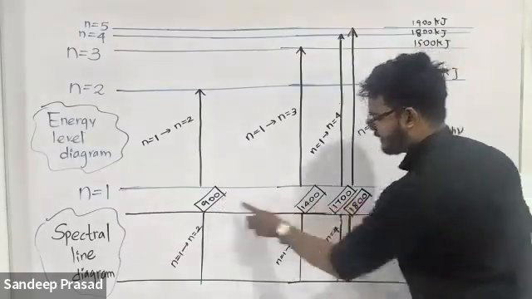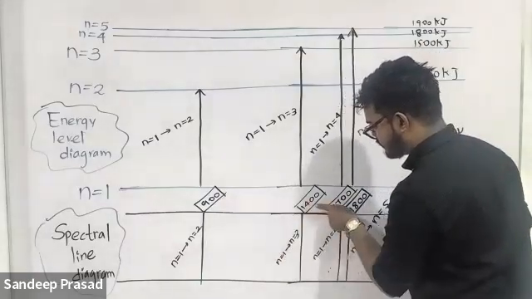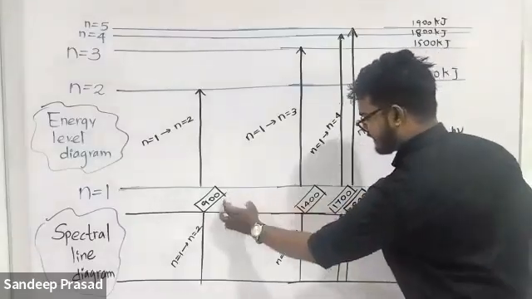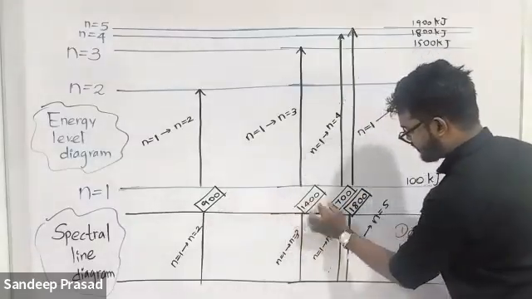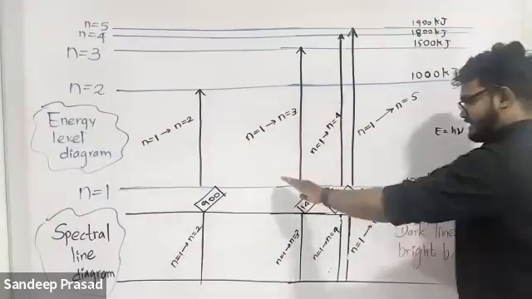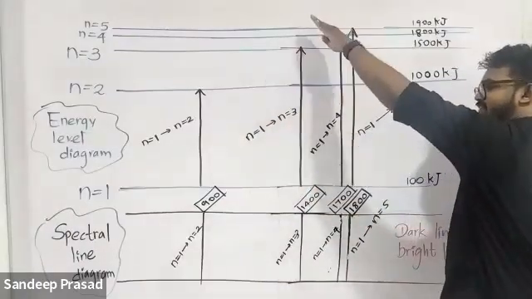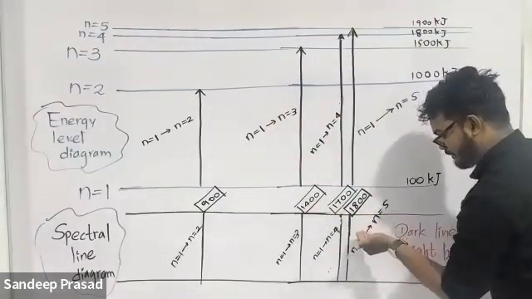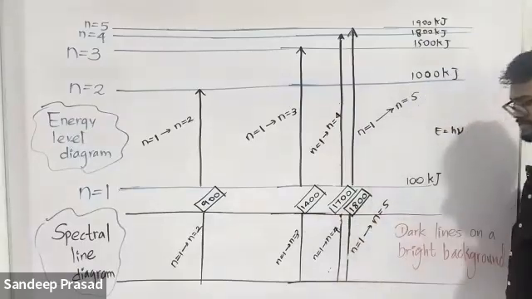Gap is decreasing. 900, 1400, 1700, 1800. Gap is decreasing. 500 gap, 300 gap, 100 gap. Understood? So that energy levels gap is also decreasing in the same way. Therefore, the spectral line diagram is also representing that the gap is decreasing.